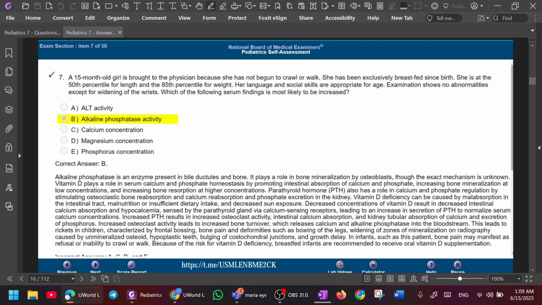Okay. This leads to rickets in children, characterized by frontal bossing, bone pain and deformities such as bowing of the leg, widening of the zones of mineralization on radiograph caused by unmineralized osteoid, hypoplastic teeth, bulging of the costochondral junctions, and growth delay. In infants such as this patient, bone pain may manifest as refusal or inability to crawl or walk. Because of the risk of vitamin deficiency, breastfed infants are recommended to receive oral vitamin D supplementation.